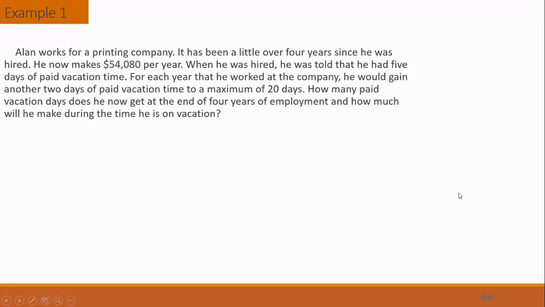So Alan works for a printing company. It has been a little over 4 years since he was hired. He now makes $54,080 per year. When he was hired, he was told that he had 5 days of paid vacation time. For each year that he worked at that company, he would gain another 2 days of paid vacation time until he reached a maximum of 20 days. So, how many paid vacation days does he now get at the end of 4 years of employment, and how much will he make during the time he is on vacation?